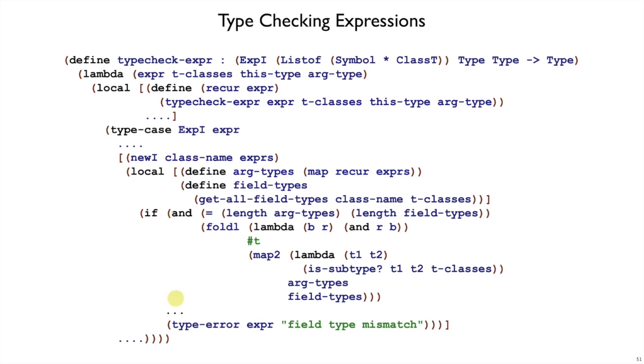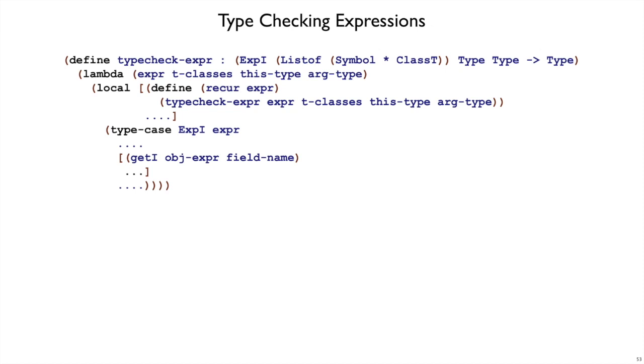So if all of them are true, then what type do we want to return here for the NewI? That means we're instantiating a class with suitable field expressions, so we should get an object back, and the object instantiates that class, so that's why we say ObjT of that class name. So that's NewI. Let's look at GetI.